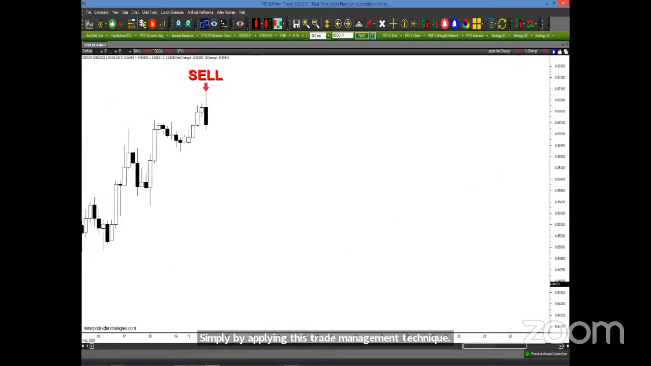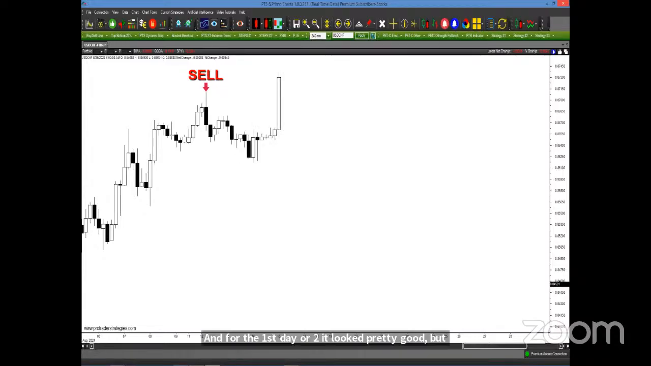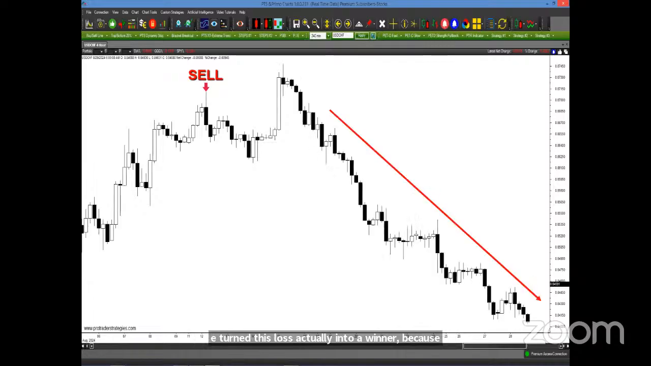Here's another example. Here's a 4-hour chart of the Swiss franc. Okay, this just happened a little less than a month, maybe 3 weeks ago. Okay, a sell signal was generated on this 4-hour chart. And for the first day or two, it looked pretty good, but then all of a sudden it went the opposite direction and you would have been stopped out most likely. Okay, I will teach you with this trade management technique how you could have turned this loss actually into a winner, because ultimately it did go in the direction you originally wanted, with a simple technique on how to trade this with proper trade management. Remember, it's all about minimizing risk and having an opportunity to increase your profits.